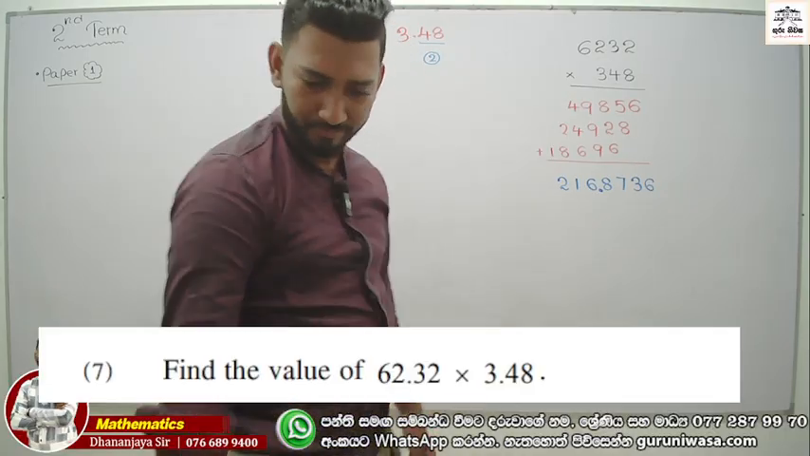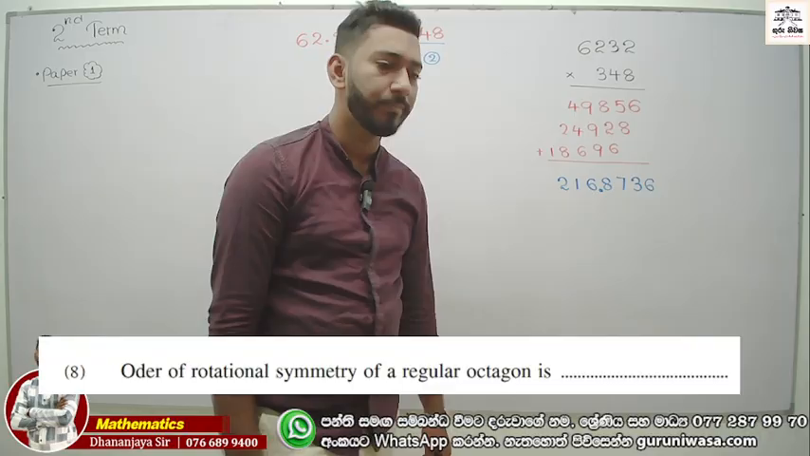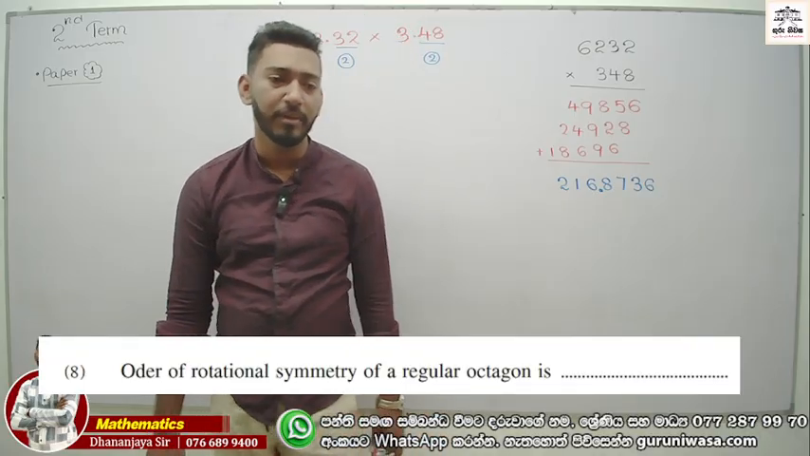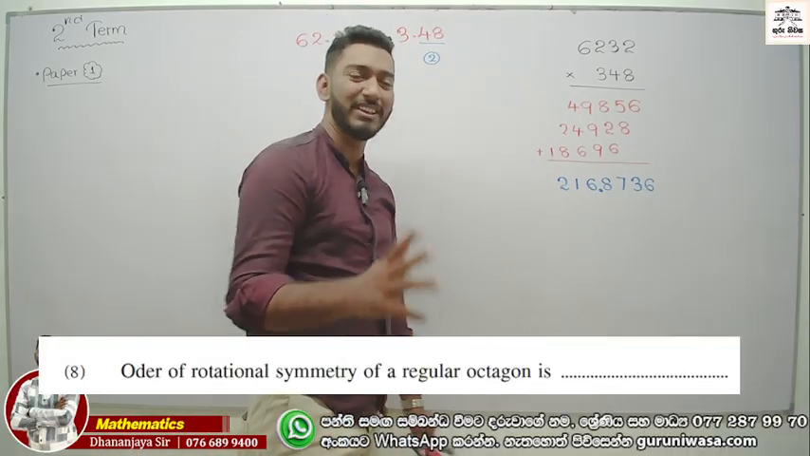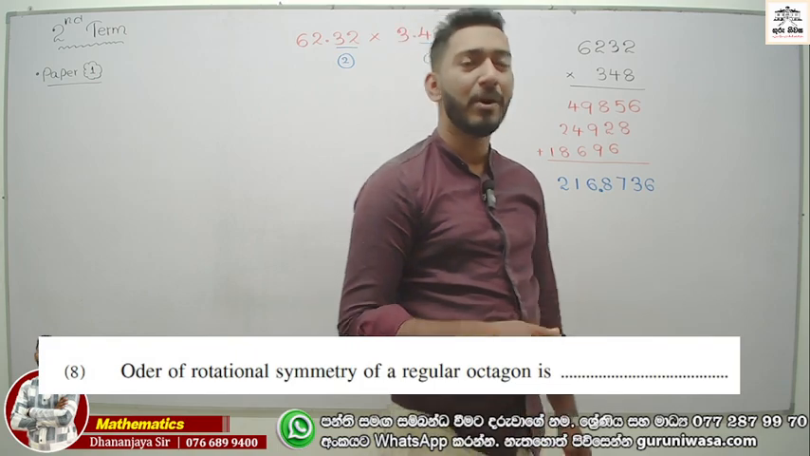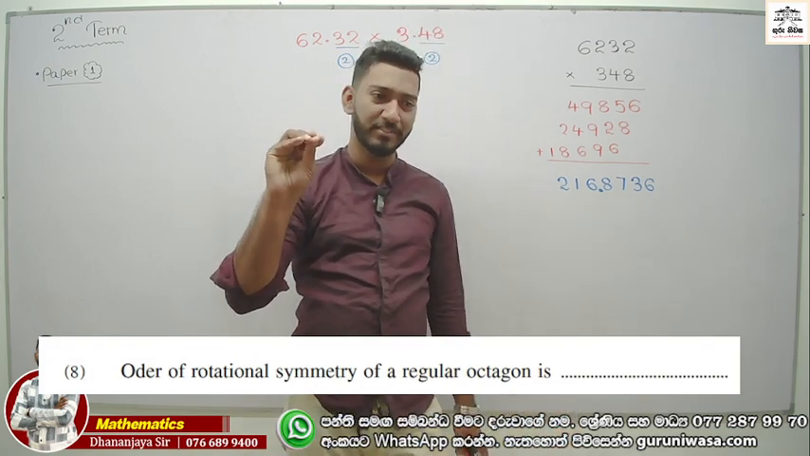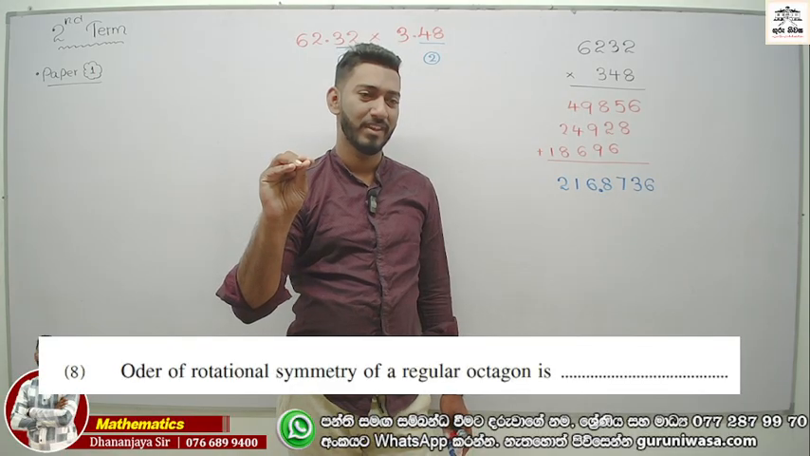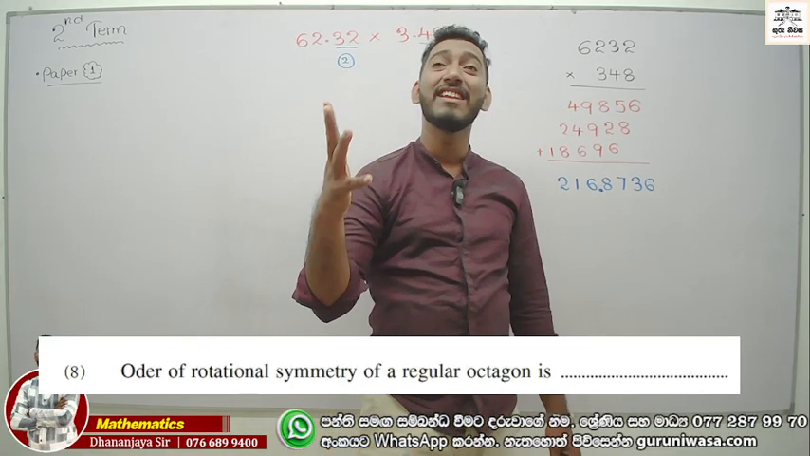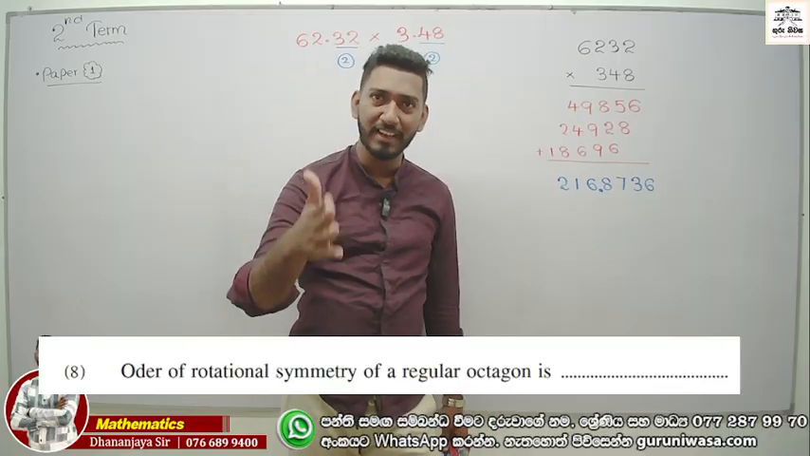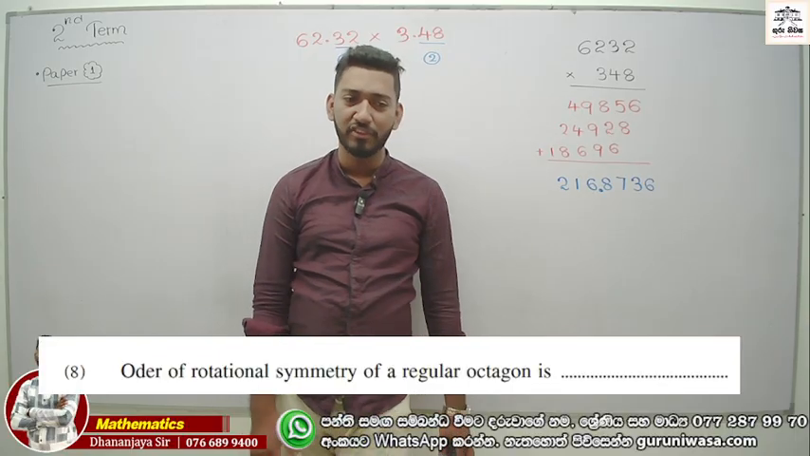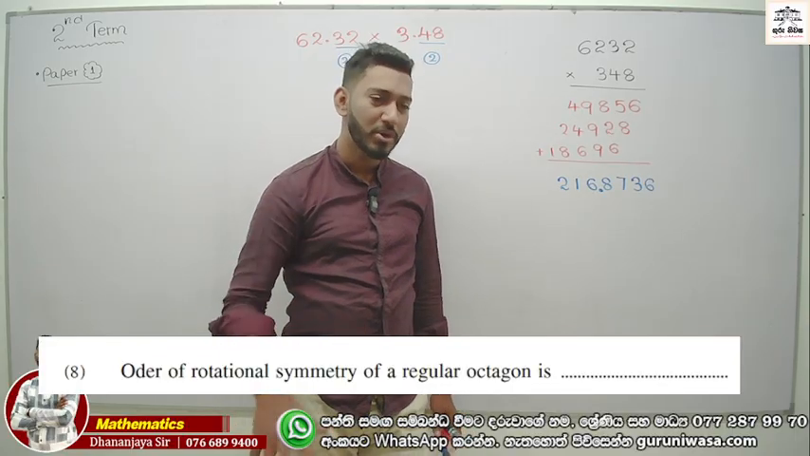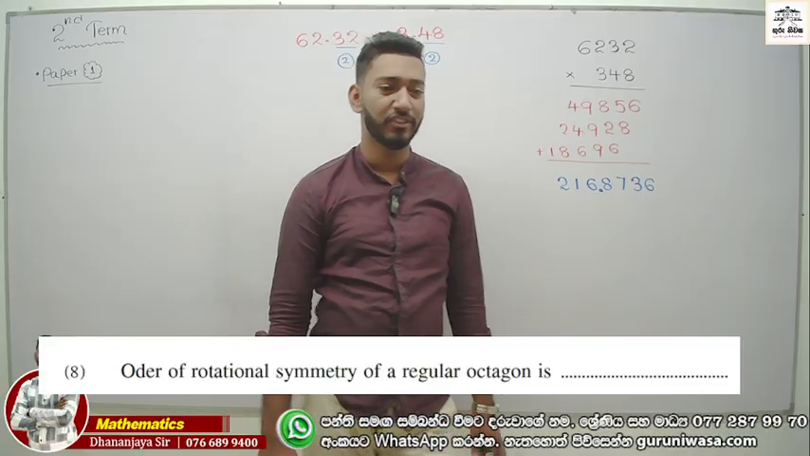Okay. Now question number 8. Order of rotational symmetry of the regular octagon is. Regular octagon. Now tell me, how many sides does an octagon have? 8 sides. Therefore, how many symmetrical lines? 8 symmetrical lines. And what is the order of the rotational symmetry? It should also be 8. Yeah, then the answer is 8.